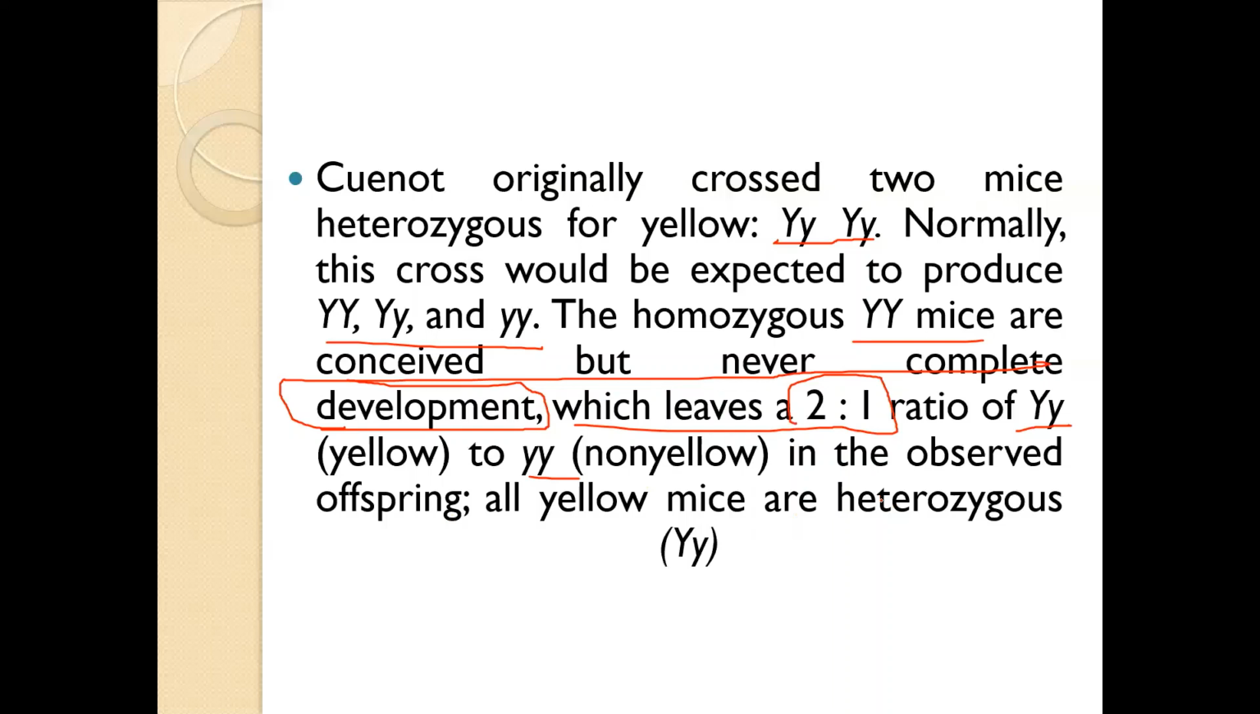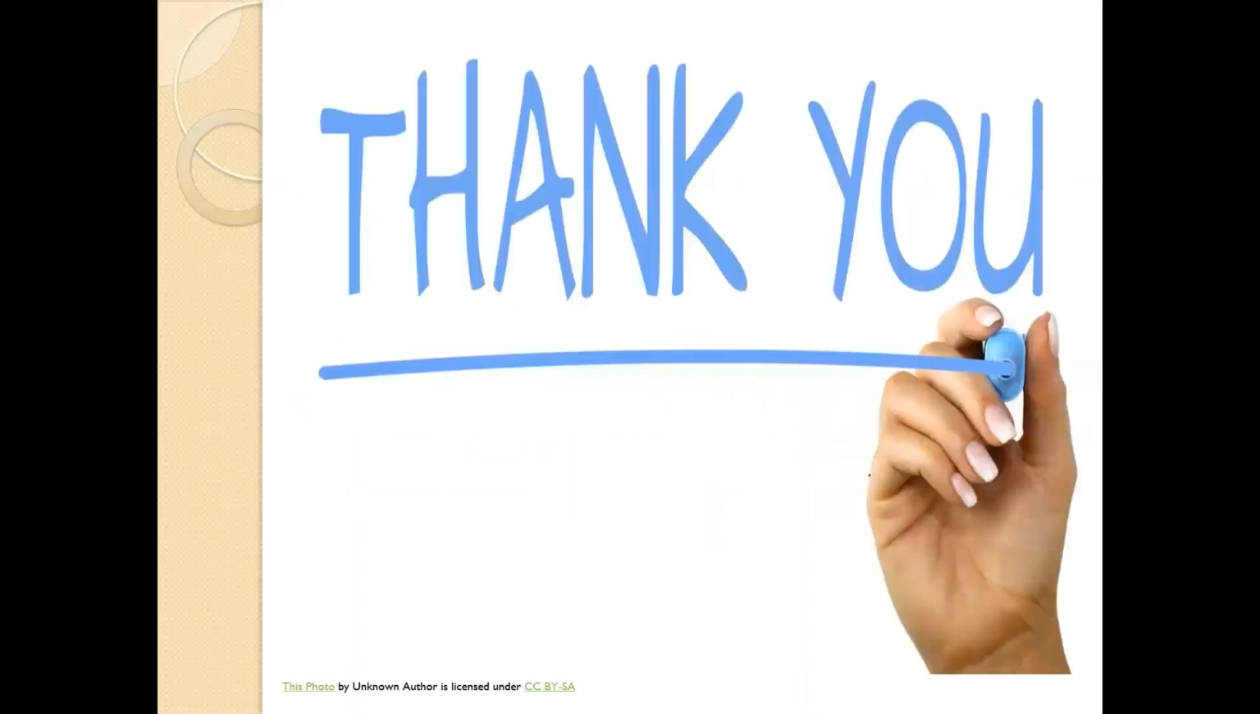So lethal alleles, when they are present in a homozygous condition, the organism will not survive. But if a lethal allele is present in a heterozygous condition, the organism will survive and be a healthy individual. But they have the potential to produce an organism having a dominant character, but that organism will not survive and will not cross the developmental phase.